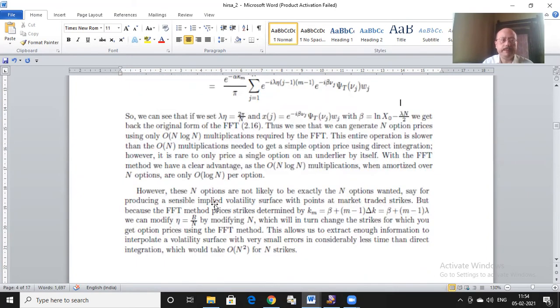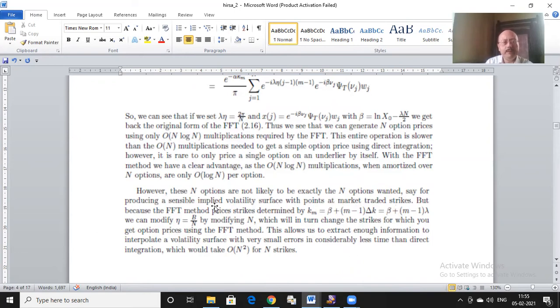For producing a sensible implied volatility surface, which means we generate the option prices for different scenarios and then calculate the implied sigma square, the variance. A plot of that variance with the different parameters is called an implied volatility surface. So we want to produce an implied volatility surface with points at market traded strikes, at the strikes where options are now available in the market.